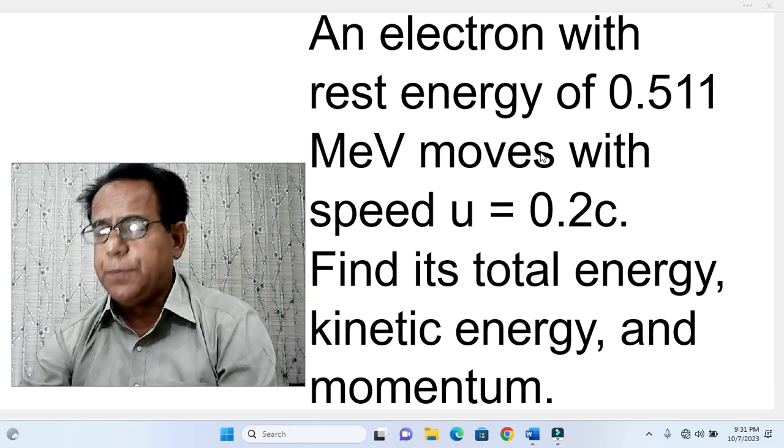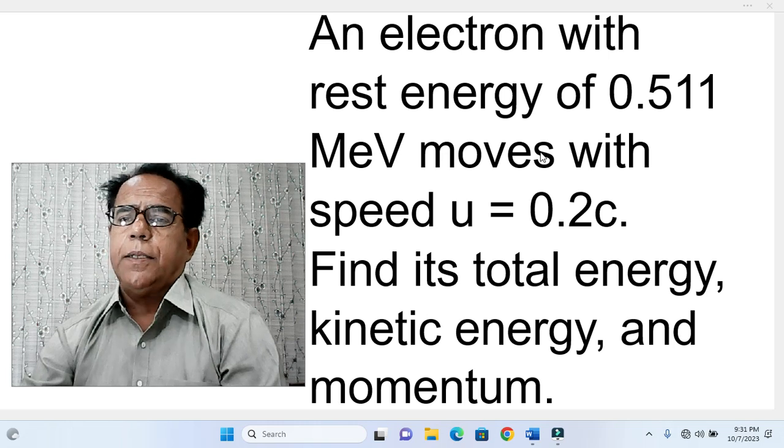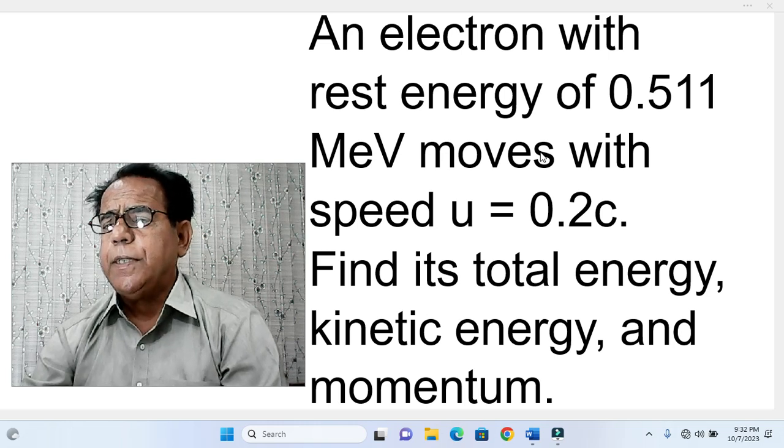This is our next problem, chosen from the same book, Modern Physics by Paul A. Tipler. As usual, we first come to its statement.